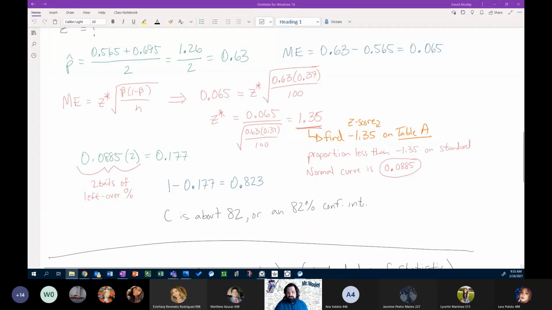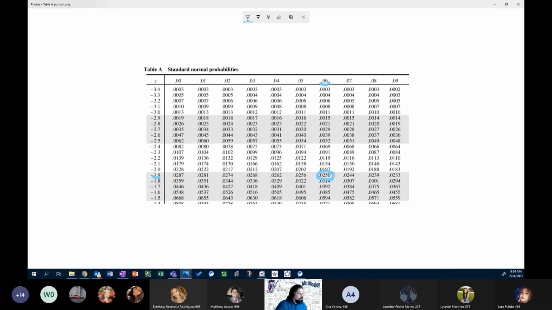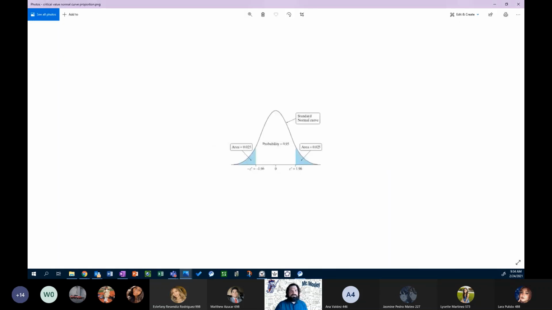that gives me the shaded area to the left of that z-score, which in our case was 0.0885. I don't have that part of the table in this picture.